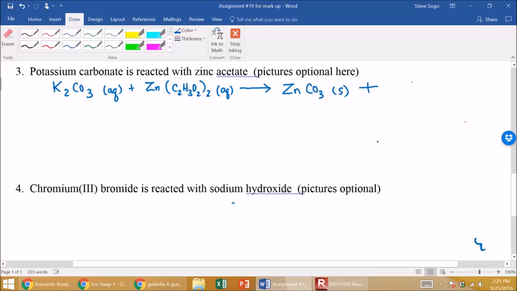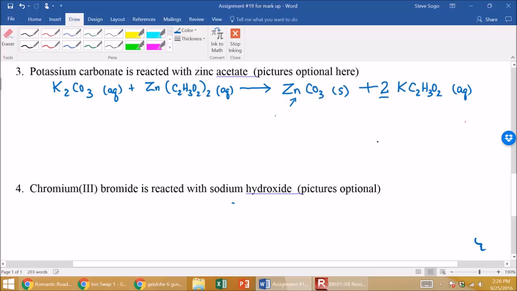The last product will be potassium acetate. Potassium is a +1 ion. Acetate is a -1 ion. This is the correct formula for potassium acetate. It is a soluble salt, so AQ. You will need 2 copies of potassium acetate. So this is called a coefficient. This is the correct equation for the reaction.